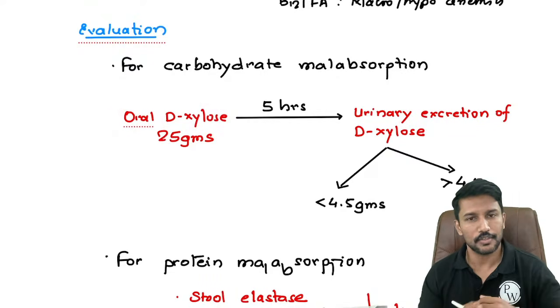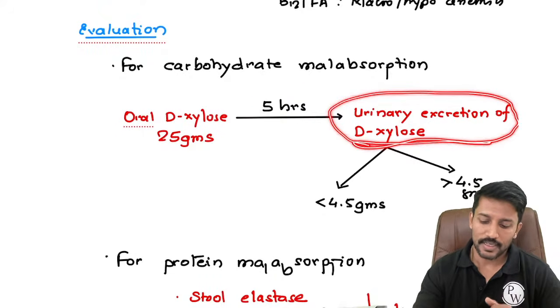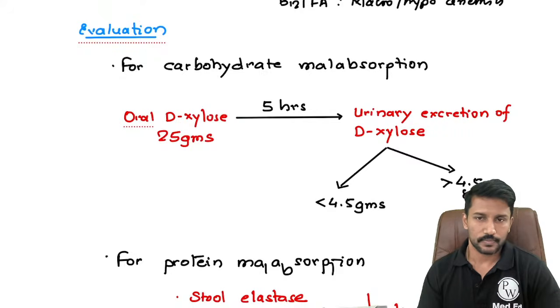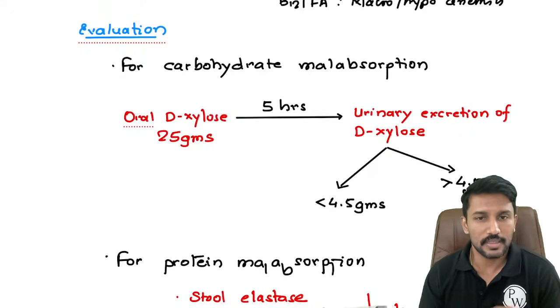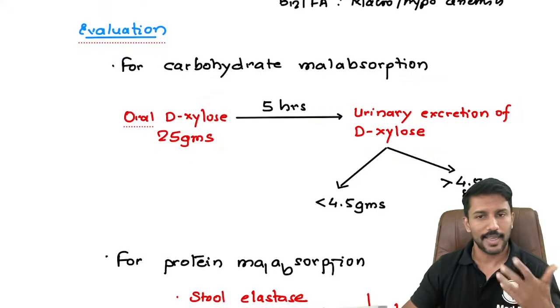We'll ask him to consume it. Okay. And after 5 hours, we will check how much D-xylose gets excreted in urine. Okay. Now, why are we using D-xylose? I can also give glucose and check after 5 hours how much glucose is excreted in urine.